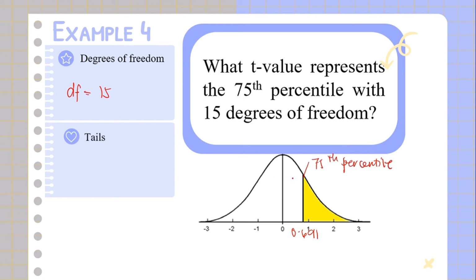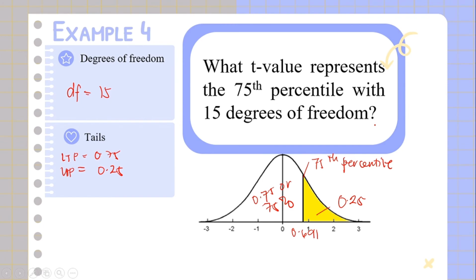So, since 75th percentile, then it corresponds to 0.75 or 75% dito sa ating lower tail probability. Now, kapag sinubtract natin ito sa 1, ang makukuha natin is 0.25. So, ito yung value ng ating shaded area.